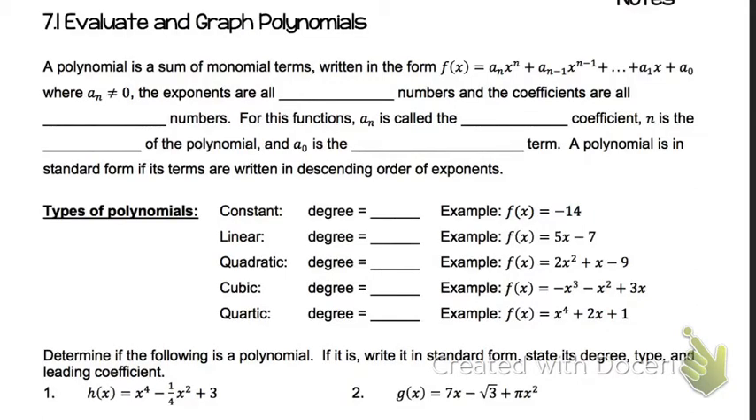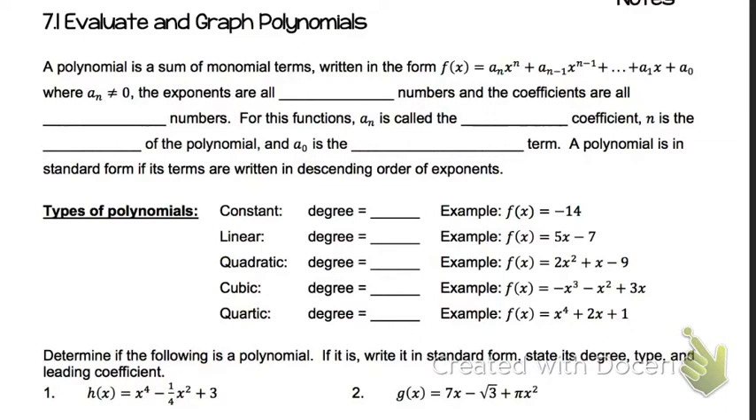7.1, evaluate and graph polynomials. So what we have learned up until this point has been graphing equations of lines, so linear, meaning like mx plus b, where the exponent is just to the first power. We've also learned how to graph quadratics, which is like an x squared function, but we have yet to learn how to graph anything greater than that, or any higher degree than x squared.